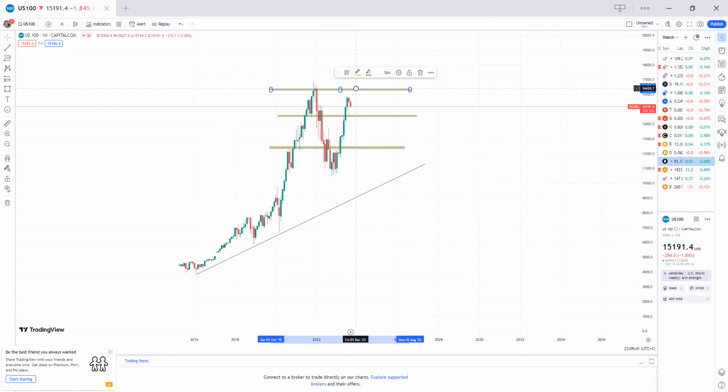15 minutes, each candle forms within 15 minutes. So that's how it is. So let's go to the lower time frame to see what is happening right there.